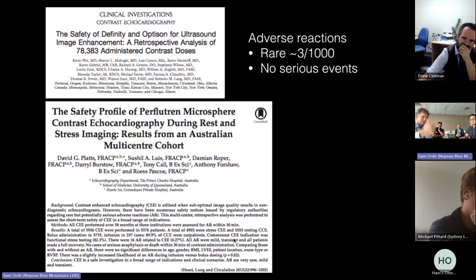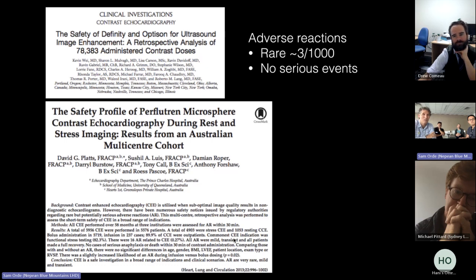And I think as these agents are better developed now, the safety profile is a very, very safe thing to use, both as outpatients for stress imaging and also in critical care patients. In these enormous studies that have been done, this is on like 6,000 echoes. This study was done by David Platts, who's up in Brizzy in Australia, who does a lot of contrast use, and he's absolutely amazing in some of the research he's done, and I really commend him for that. But they found that it was remarkably safe.